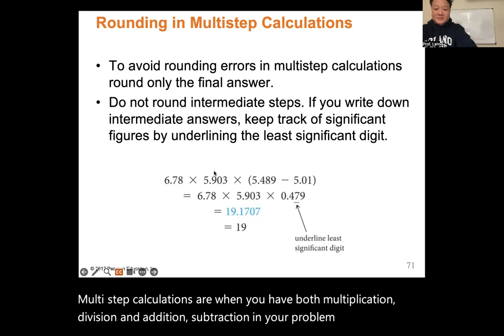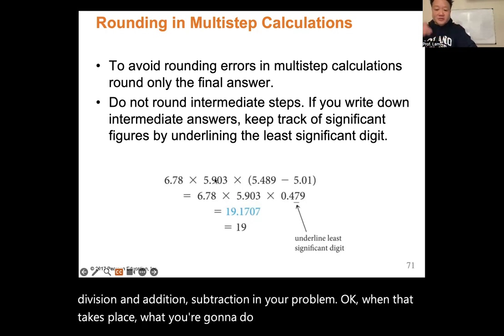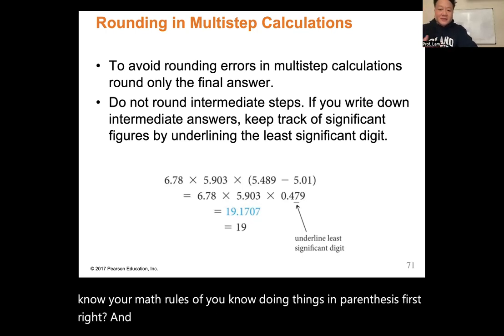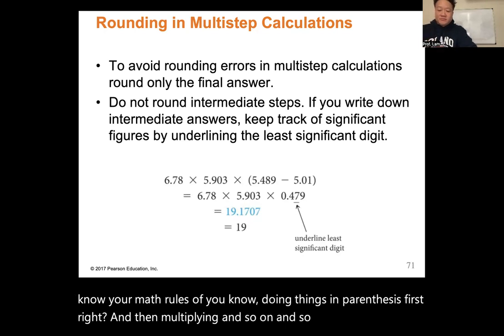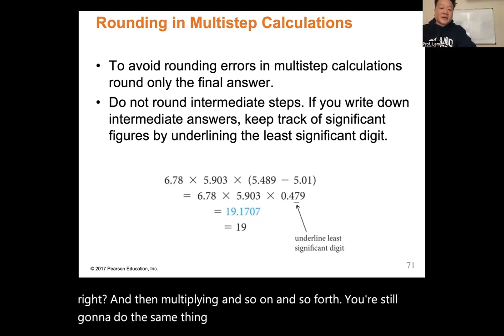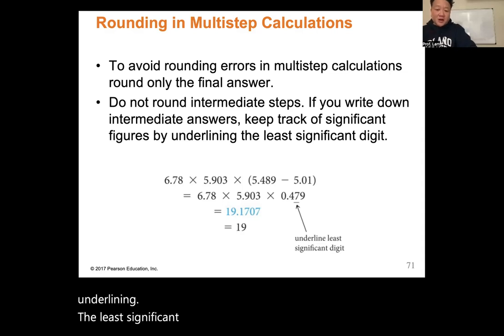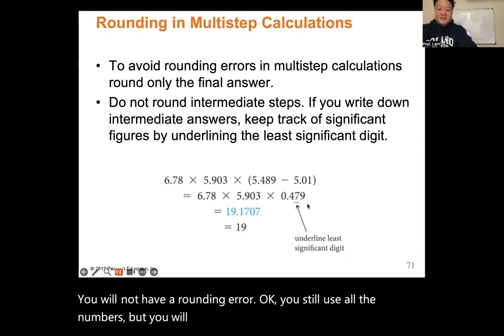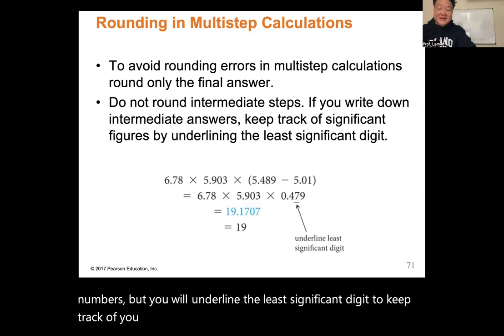When that takes place, you're still gonna use your math rules of doing things in parentheses first, right? And then multiplying and so on and so forth. You're still gonna do the same thing, but you're gonna keep track by underlining the least significant digit as you go along. That way, you will not have a rounding error. Okay, you still use all the numbers, but you will underline the least significant digit to keep track of how many sig figs that number is worth.